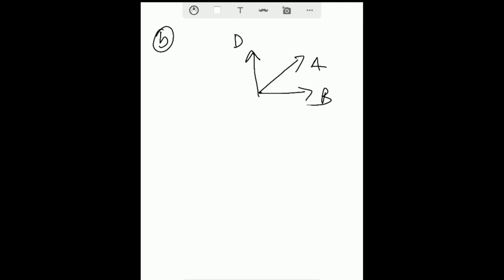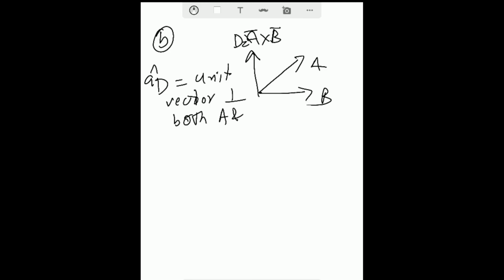Let's call it D equal to A cross B. So this is a vector which is perpendicular to A and B, and I need to find the unit vector, a_D, which is equal to the unit vector perpendicular to both A and B. And the point now is different. A and B are the same as the previous one.